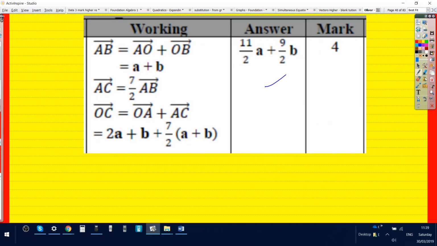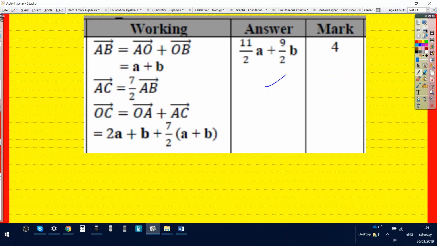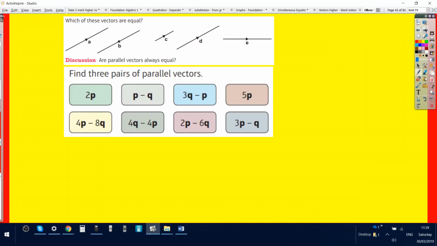4 marks. Any questions there? No, and you nailed it. Well, that was 4 marks, not 3. What did you give yourself there? Alright, I'm going to say tick. Okay, find 3 parallel vectors.